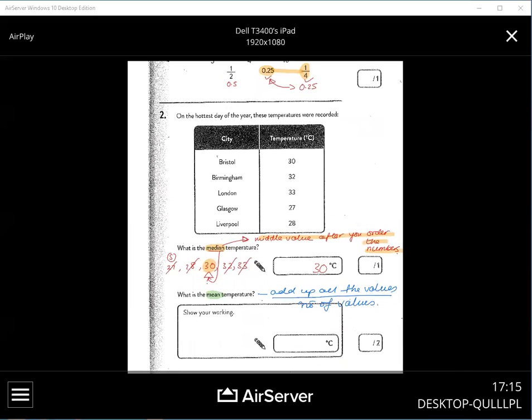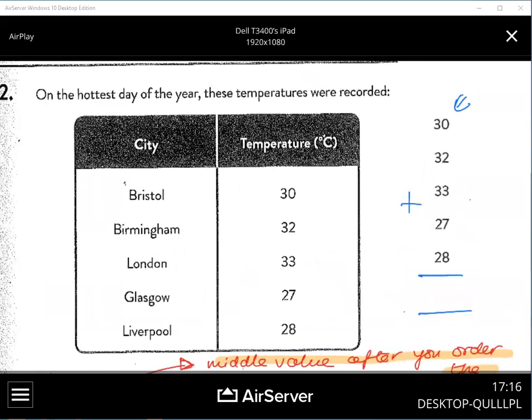Lovely. So what numbers do we need to add up? 30, 32, 33, 27, and 28. Okay, let me just grab them for the moment. Copy, paste. I'll copy the numbers up there so it's nice and out of the way. We can add them up here, otherwise we'll add them up and crash into what I've been annotating. So add them up for me, please, now, in the normal traditional way, starting from the right-hand side. So go on.